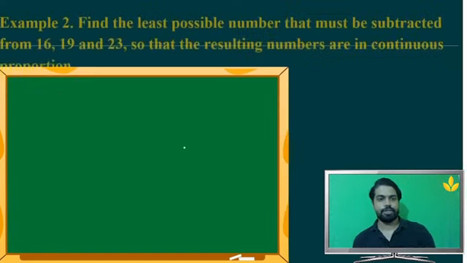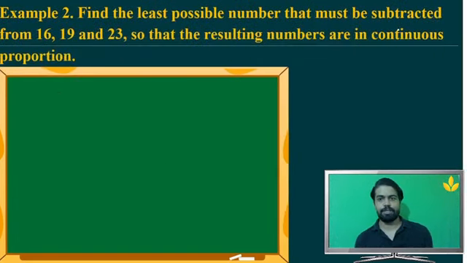Let's look at the second question. Find the least possible number that must be subtracted from 16, 19, 23. Let me give the options, because there are no options.